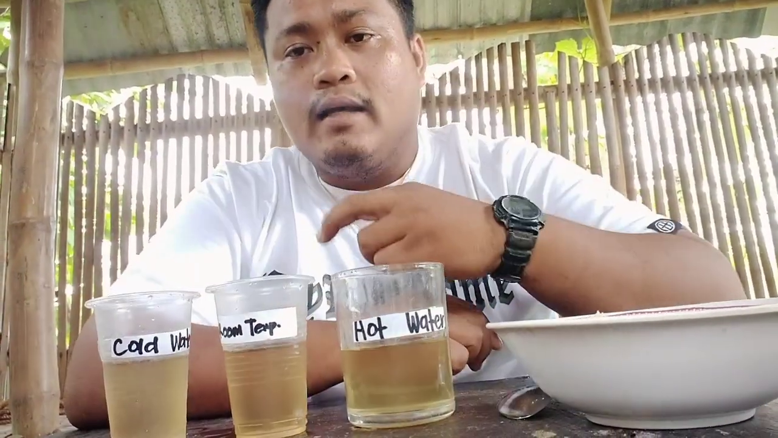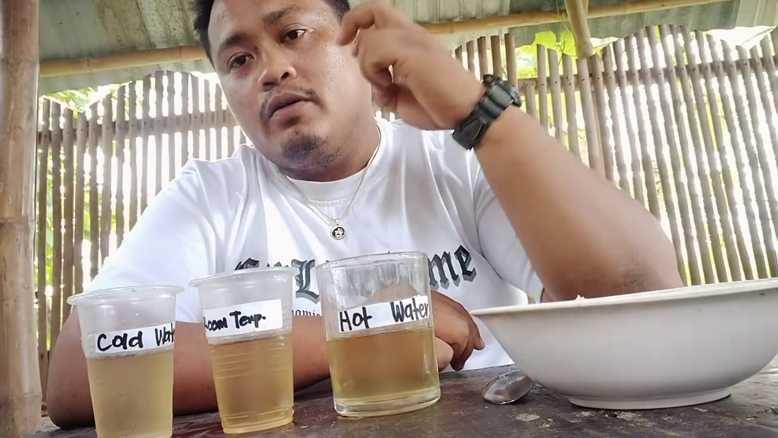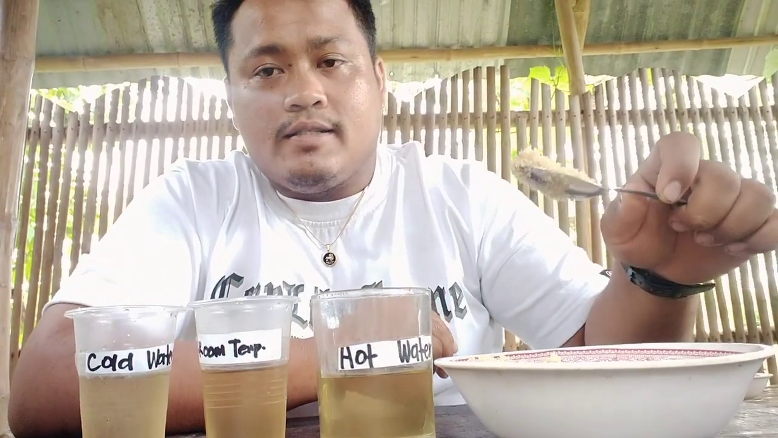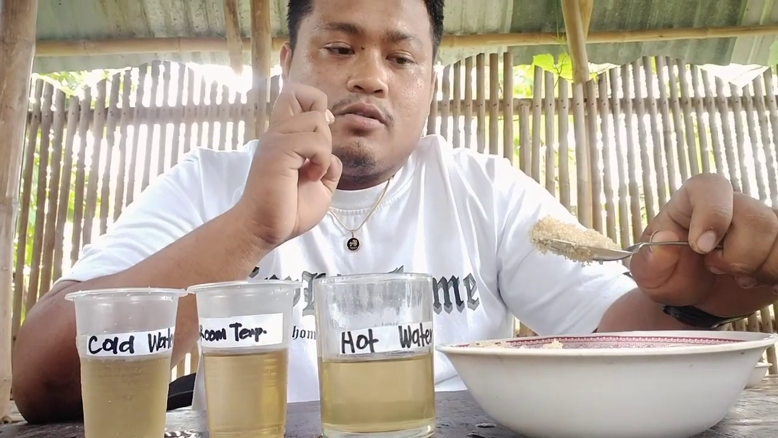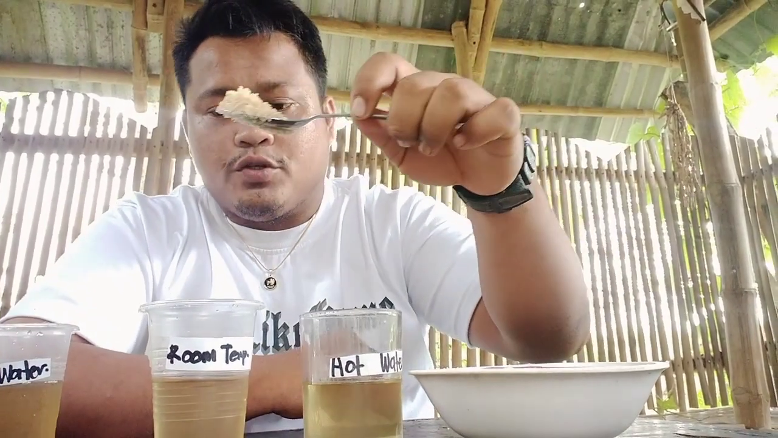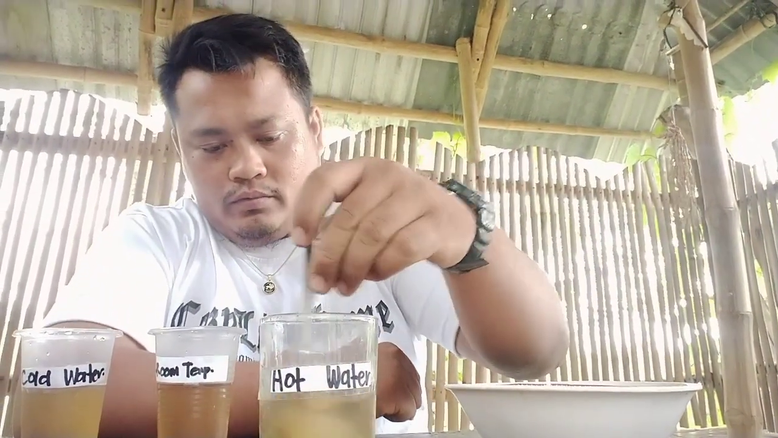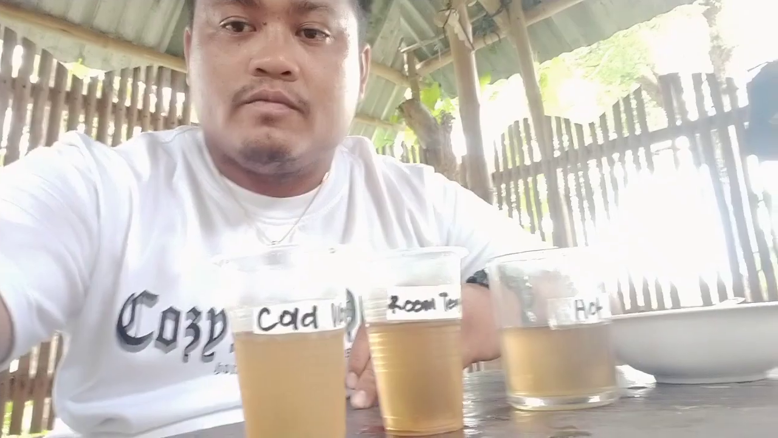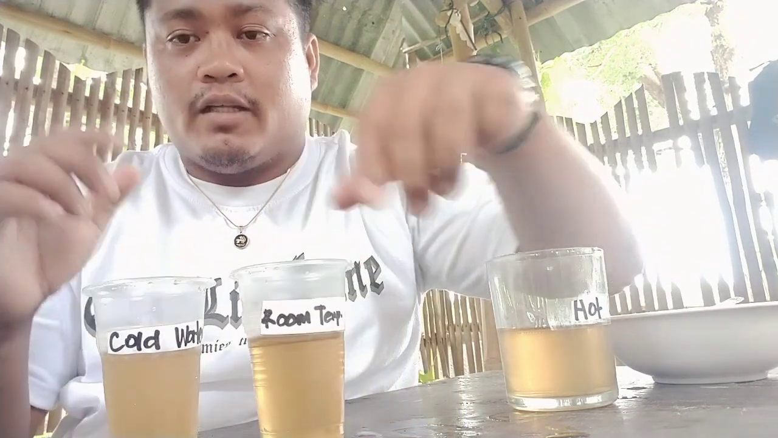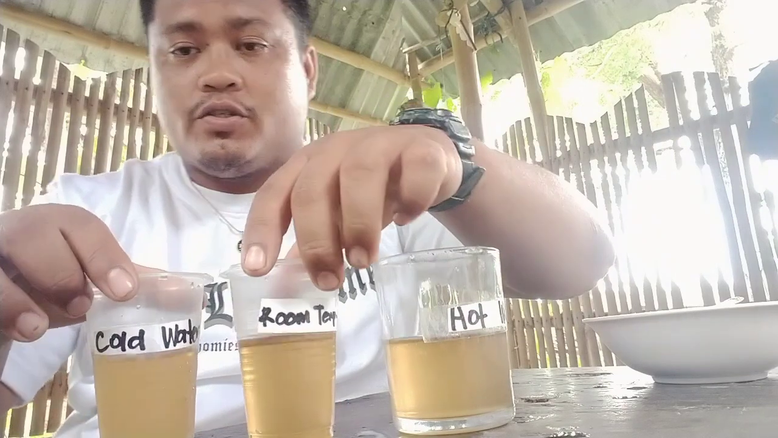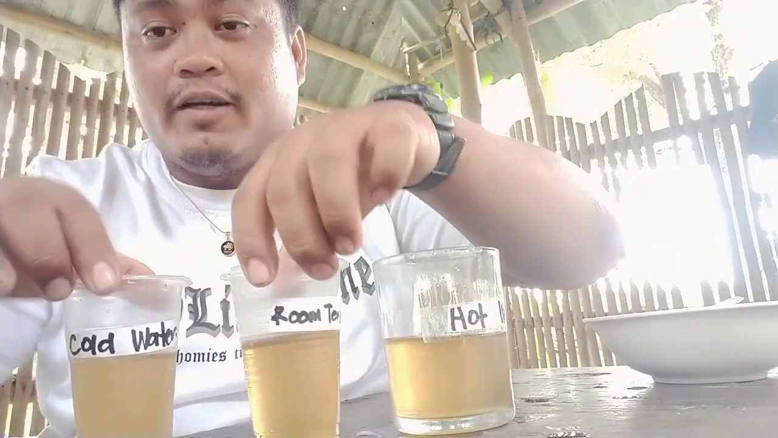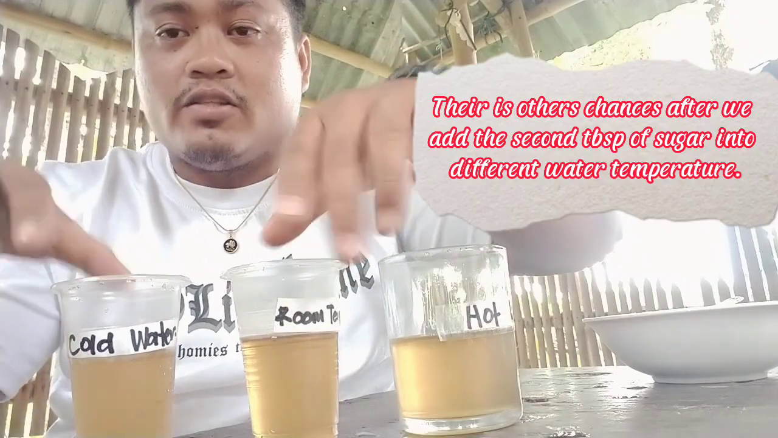Next, we add another tablespoon of sugar into the different water temperatures: a second tablespoon of sugar into the cold water, another into the room temperature water, and a second tablespoon into the hot water. After we put the second tablespoon of sugar into the different water temperatures, you can see there is a reaction between them, and the solubility changes.